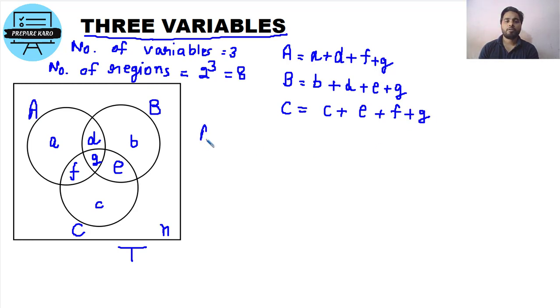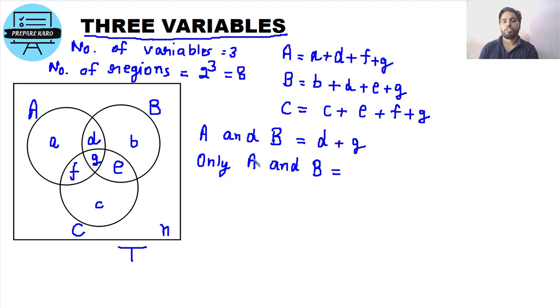If you get to know A and B, what is A and B? The region where A and B both are present. So D plus G. But if I ask you only A and B, there is a difference between A and B and only A and B. And what's that difference? In case of only A and B, we have to stick to A and B only. There can't be any third variable present. So only A and B means small d.